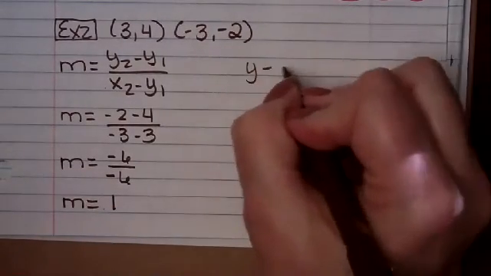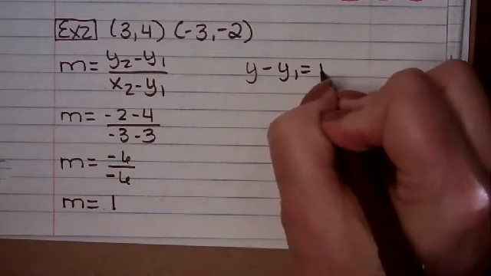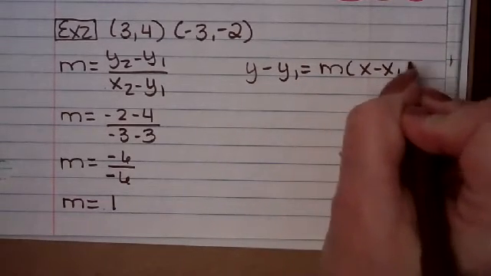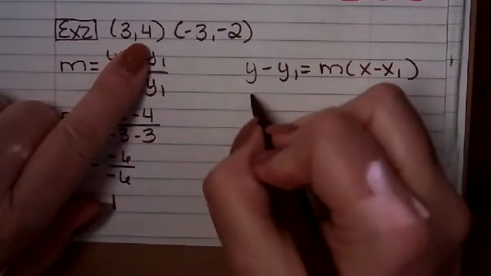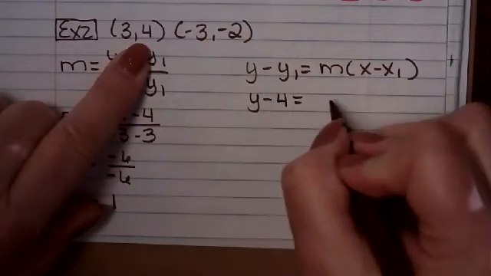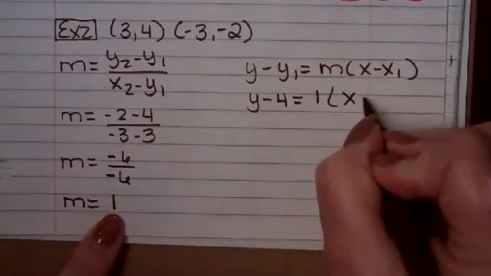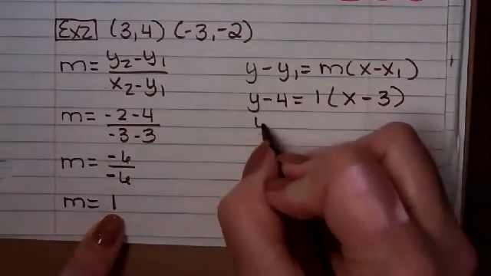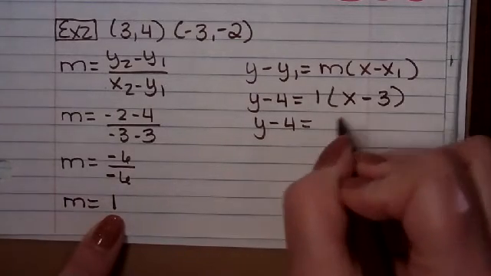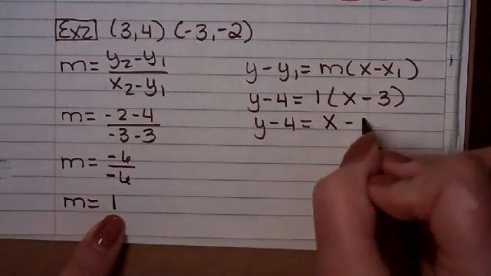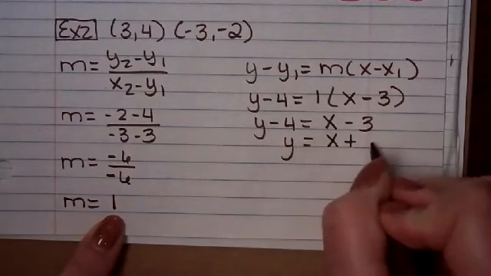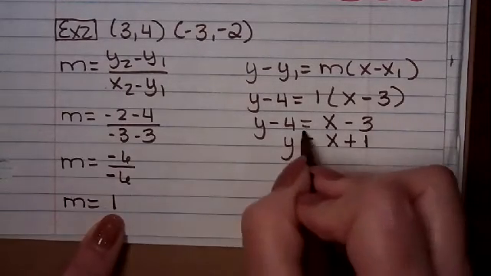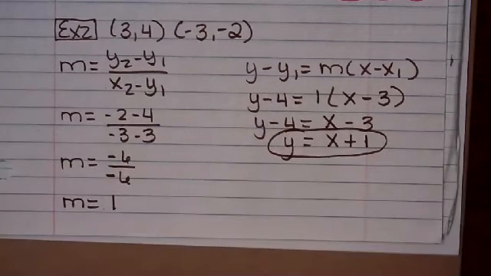My second column is like part B, the equation right here. Now, again, I can pick whichever point I want to use, but I'm going to pick the 3, 4 because it's positive. So I'm using this point. y minus 4 equal to 1 times x minus 3. y minus 4 equals x minus 3. When I add that 4, I get y equal to x plus 1. Circle it. I am done.